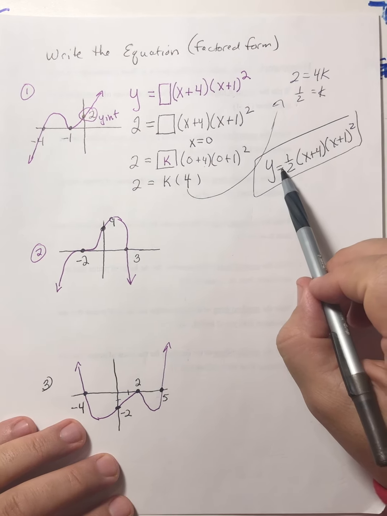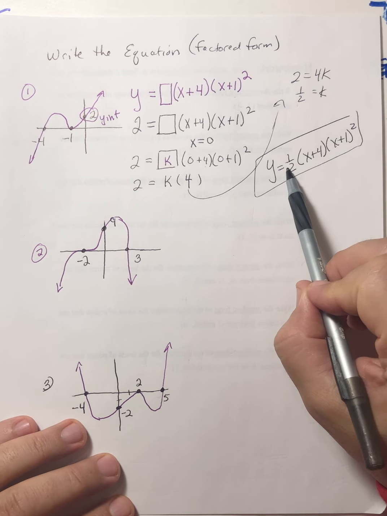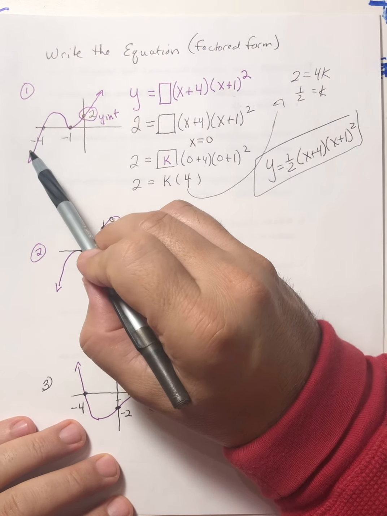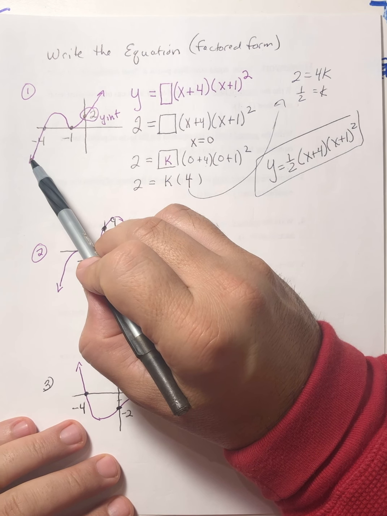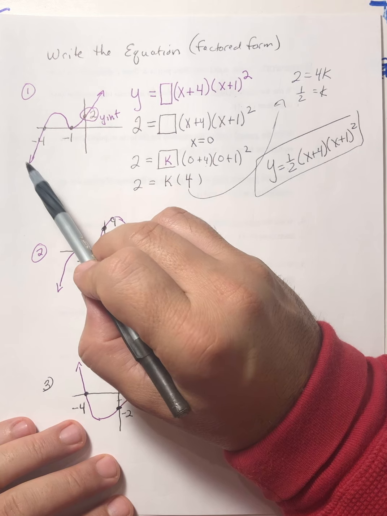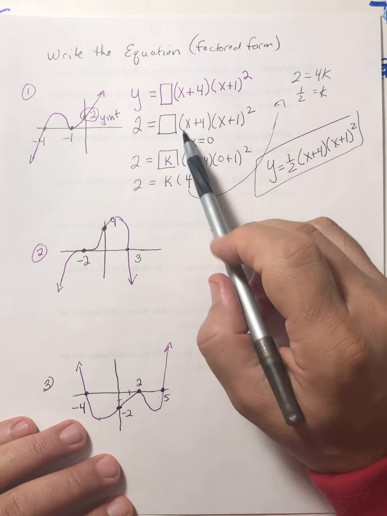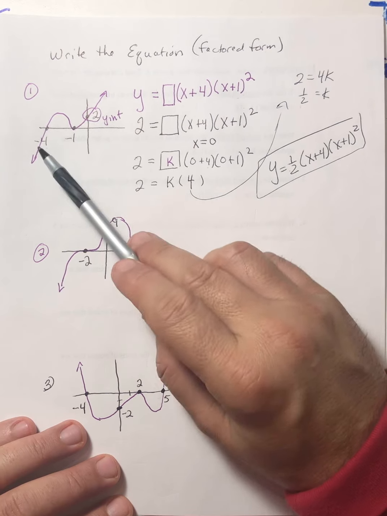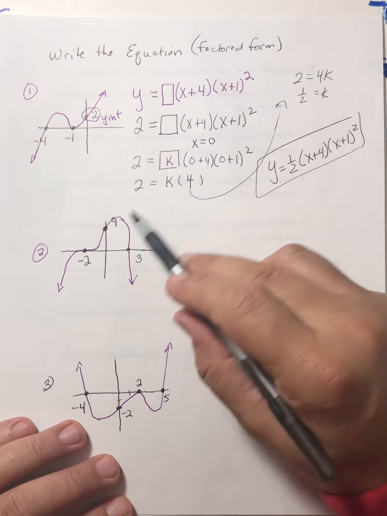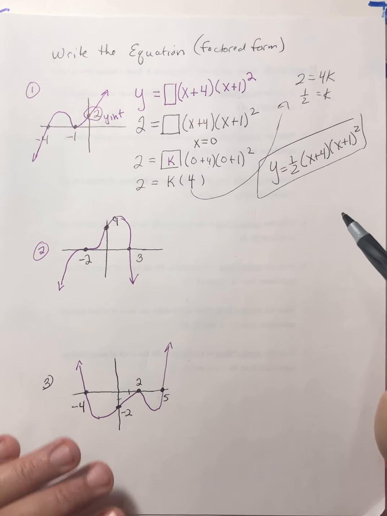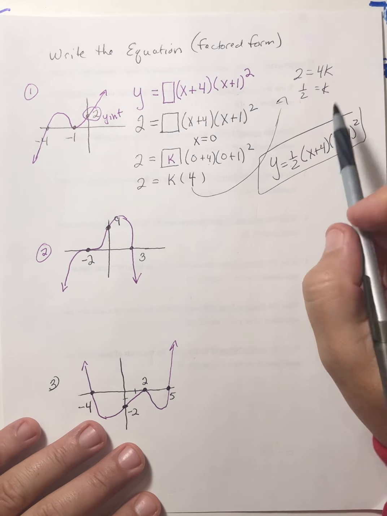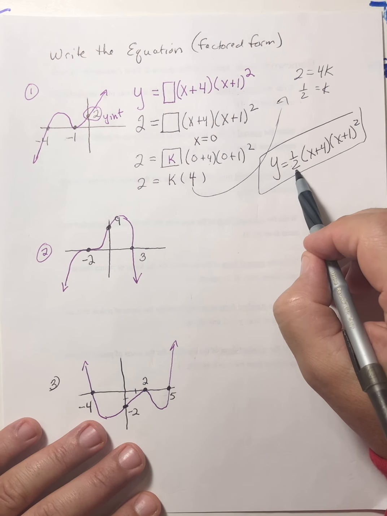And notice, what's your lead term? It's positive. Isn't this what a positive third degree should look like? Start low, squiggle, finish high? Yes. So I didn't even care whether this thing was right side up or upside down, because the math will fix any problems. Your algebra solving for k will take care of any issues.